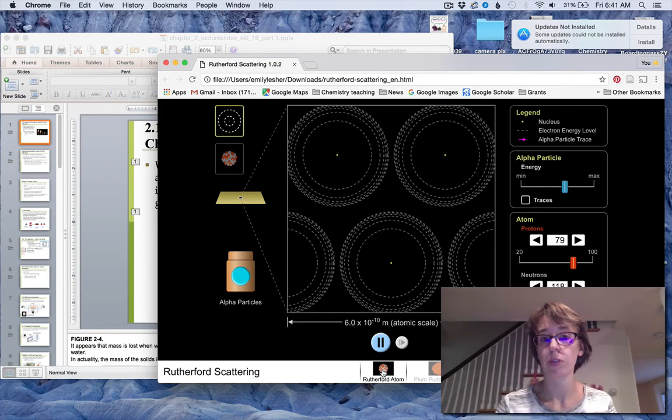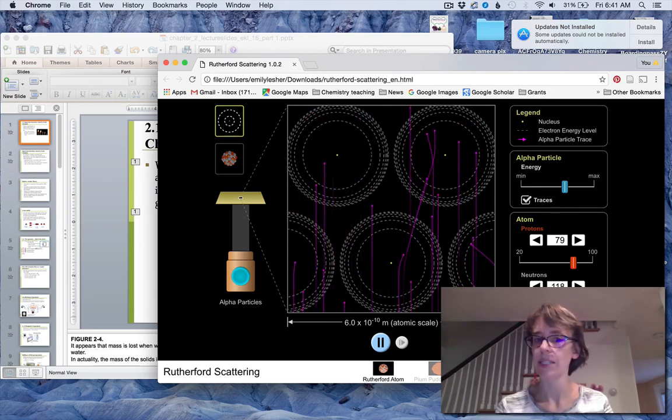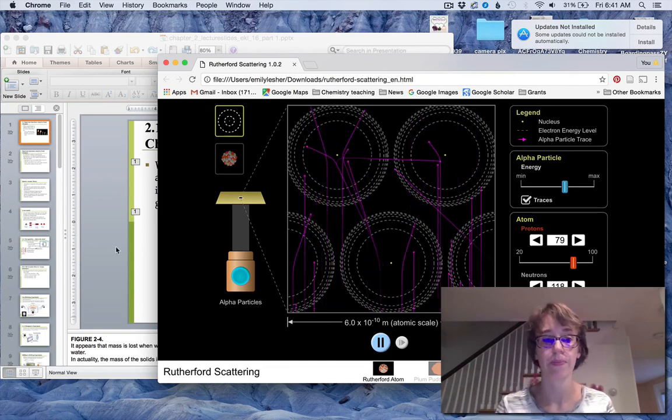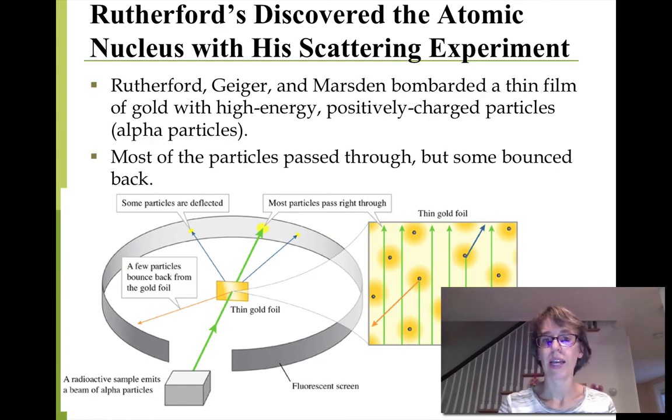The model that was created as a result of this experiment is that you've got atoms that contain a very dense nucleus. And so still, most of the alpha particles are passing right through that foil, but the ones that happen to hit or get very close to the nucleus are deflected or bounced back. So we learned that there is some area of very dense positive charge that comes to be called the nucleus of the atom.